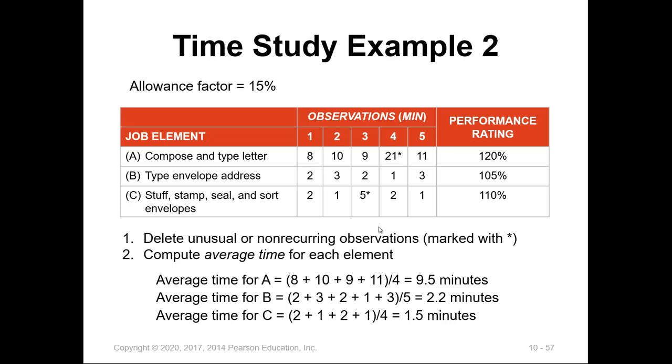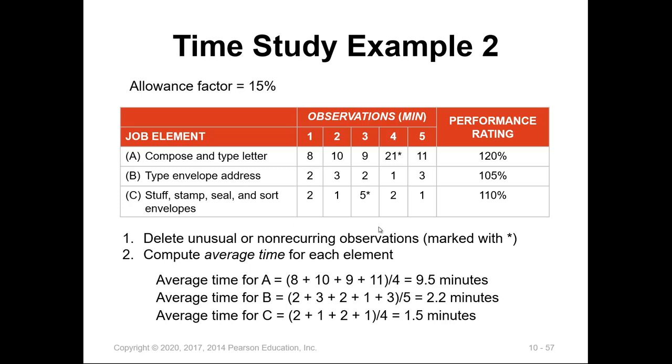If you see the compose and type letter, the observations were 8 minutes, 10 minutes, 9 minutes, and 11 minutes, and then all of a sudden there is a 21 minute, which is way out of range, so that might be an error and should not be used. That's why we take it out of our calculation. And this is what we were talking about: outliers, those numbers that do not match, and missing data, where it should be treated, and then we can use the average, or we can use our calculations.